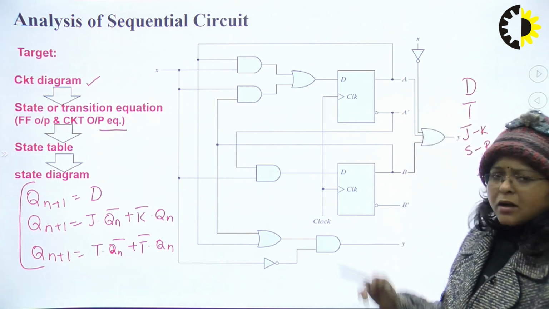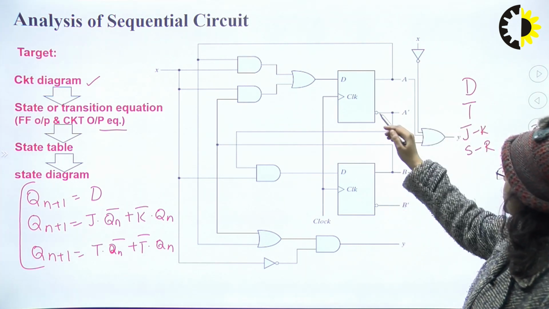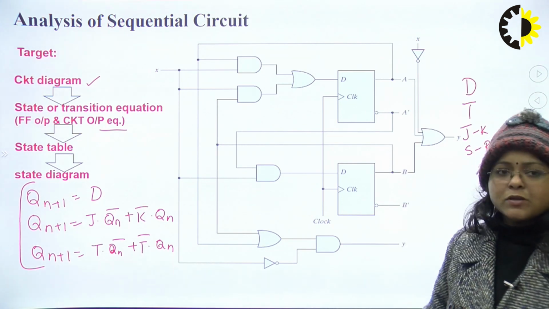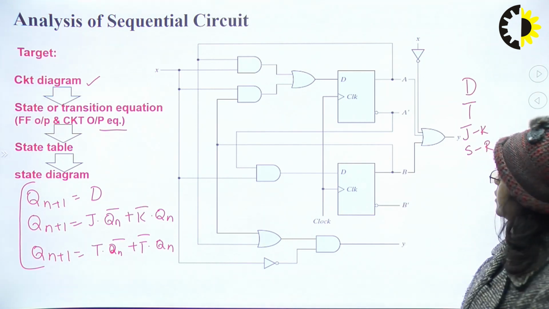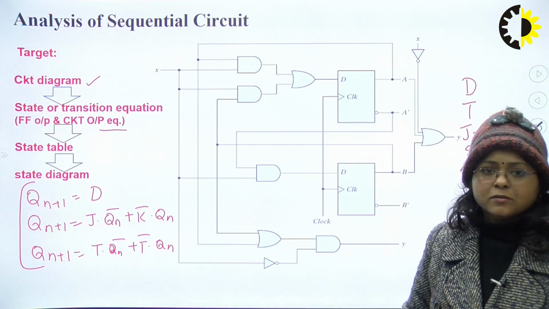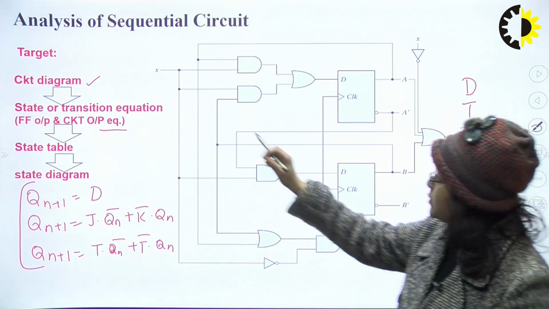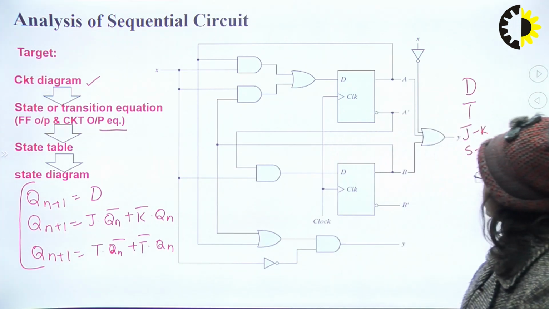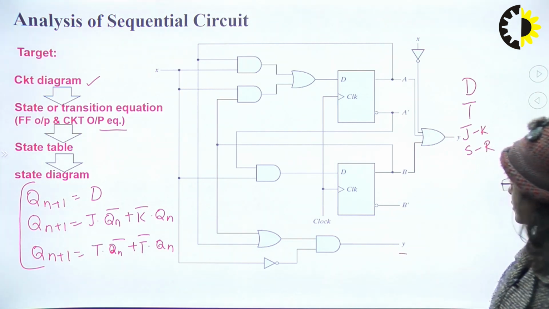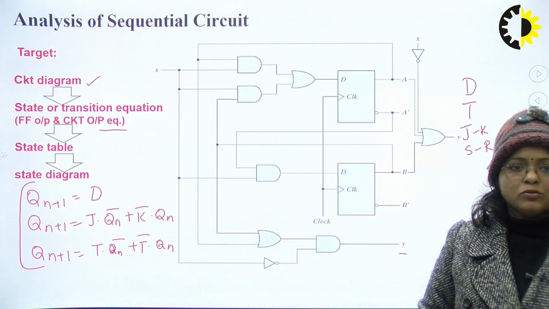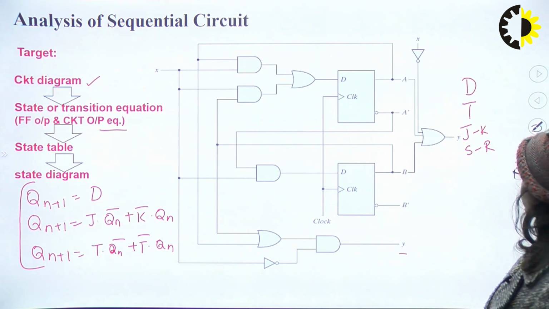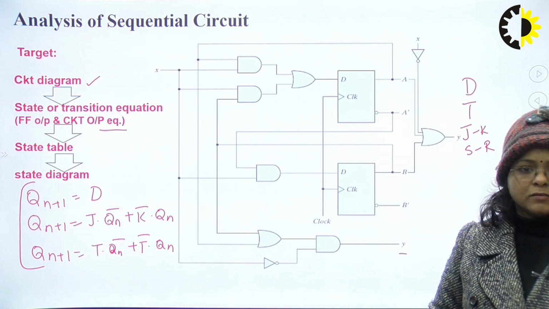We will take one example. Here two D flip-flops are given in the circuit. In addition, there are certain logic gates. One input X is given, one output Y is given, and as there are two flip-flops, there are two states in this circuit.